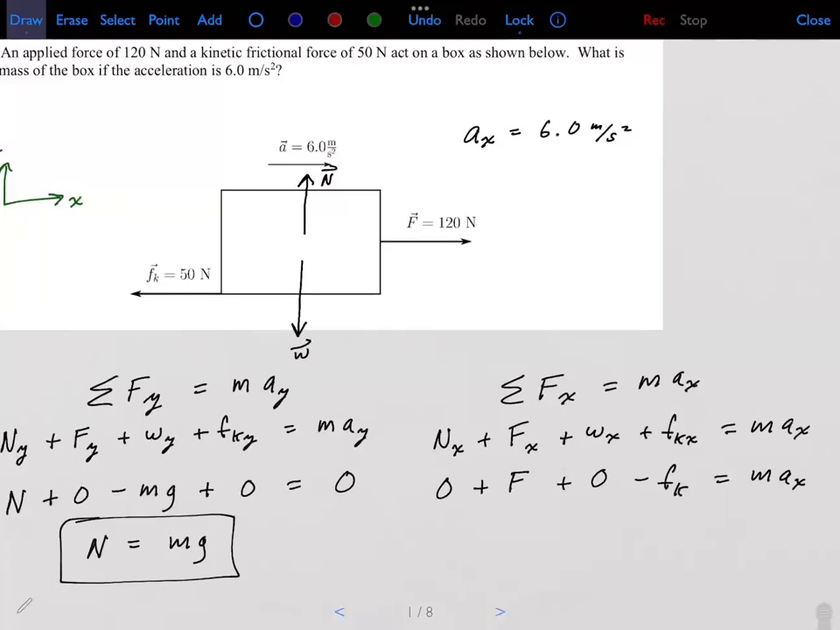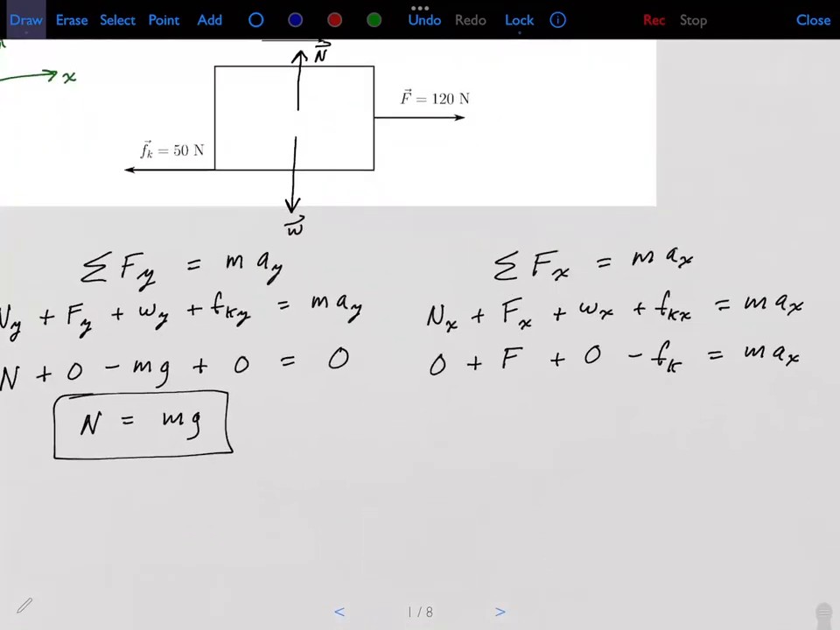Okay, so we could solve this for AX right now. I'll write it on the left-hand side: MAX equals F minus FK. So I'm going to divide both sides by M, M's cancel, and I get AX. Actually, no, I've got to be careful here. I want to solve for M, right? So let me go back.